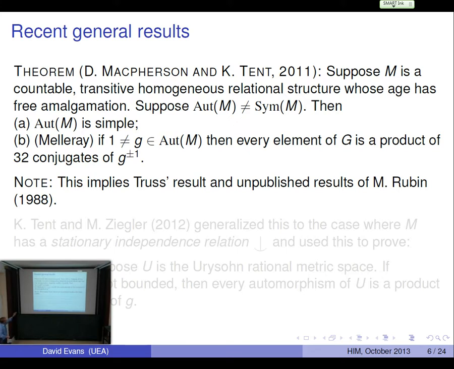Okay. So of course, in particular, this implies Truss's result from 1985 because finite graphs, what you see in the age of the random graph, they have free amalgamation. You'd be crazy not to prove the amalgamation property for finite graphs by free amalgamation. Okay, it also implies some, I think, unpublished results of Macpherson from around about 1988.